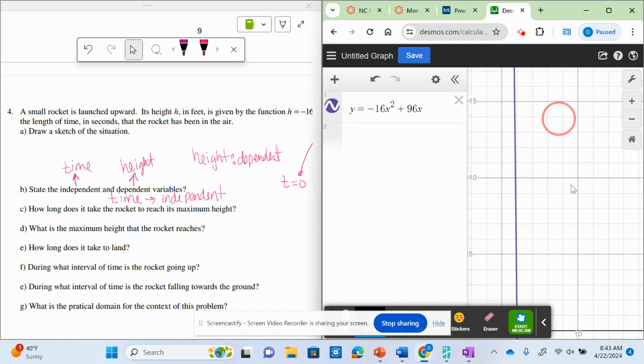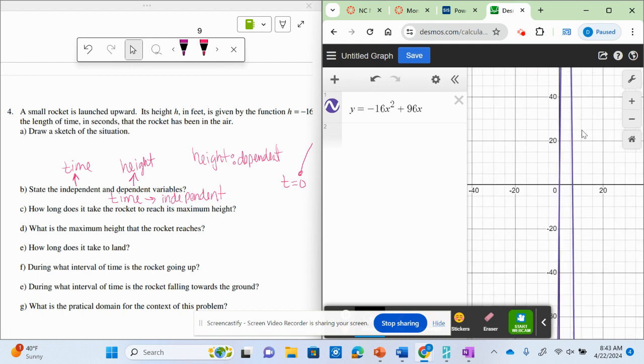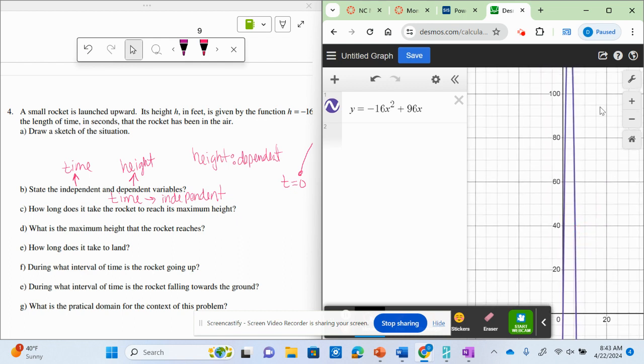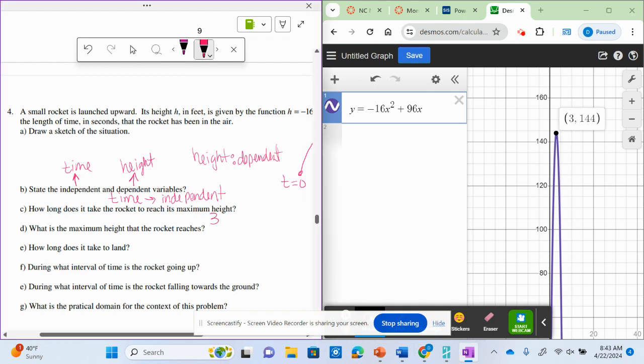How long does it take the rocket to reach its maximum height? Well, let's take a look at this rocket. When does the rocket reach its maximum height? Well, that means where's the vertex? So I'm going to go to this. And I see that the rocket reaches its maximum height at what time? At 3 seconds. It takes 3 seconds for it to reach its maximum height.